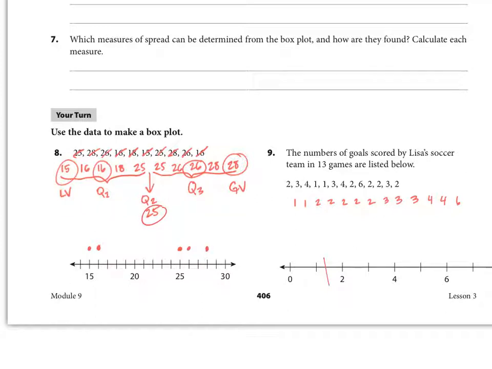So to make our box plot, we put a box around our IQR. If you forgot what IQR is, it's from quartile 1 to quartile 3. So the inside of the box, the size of it, is the IQR. And then outside of the IQR are our whiskers. So from Q1 to the lowest value, from Q3 to the biggest value. And there you have it.